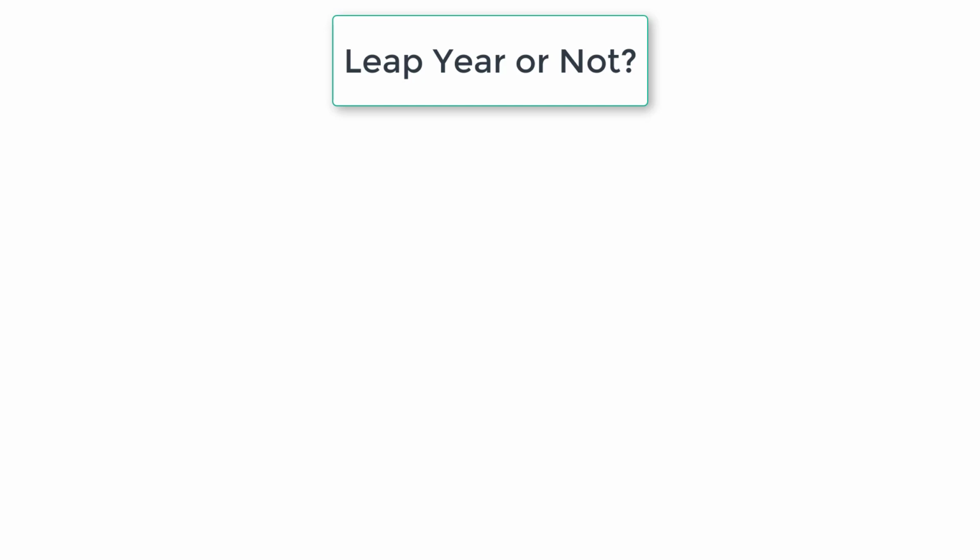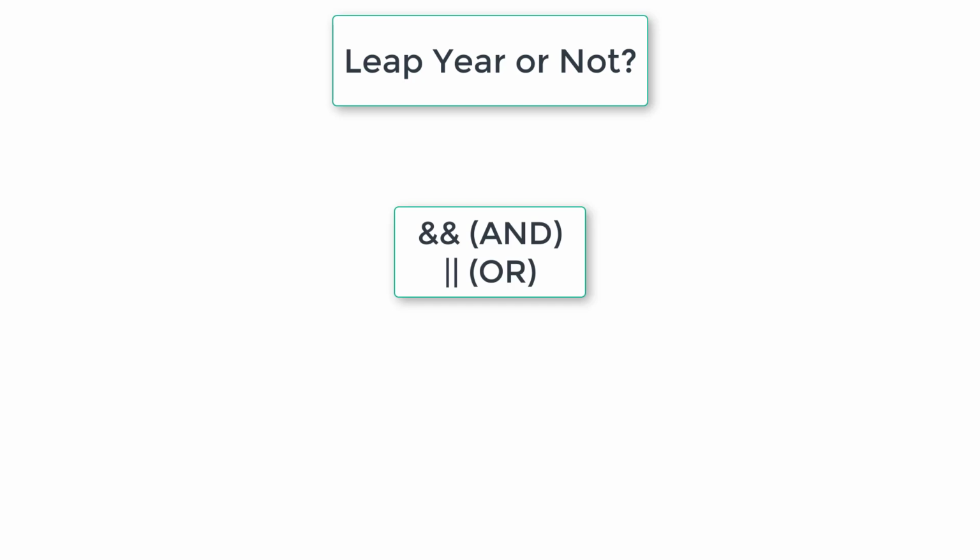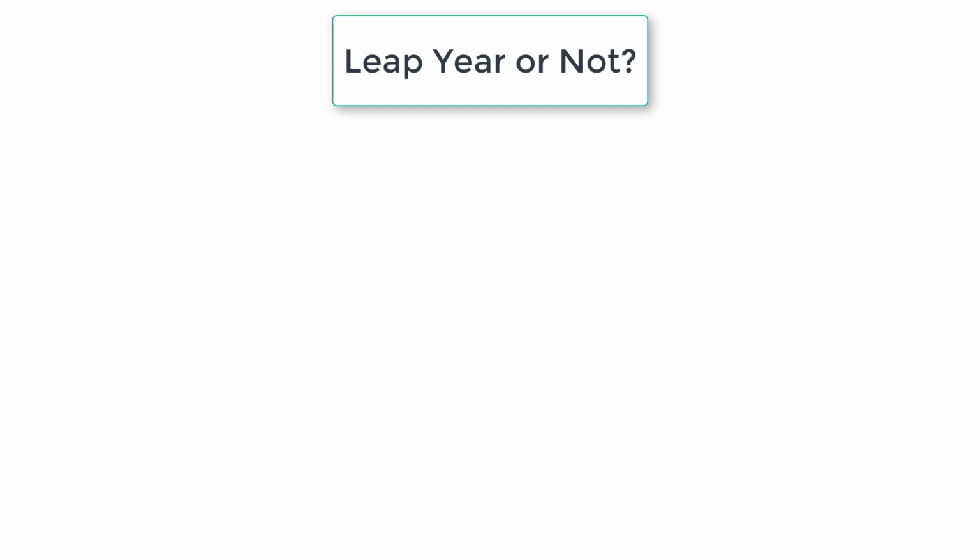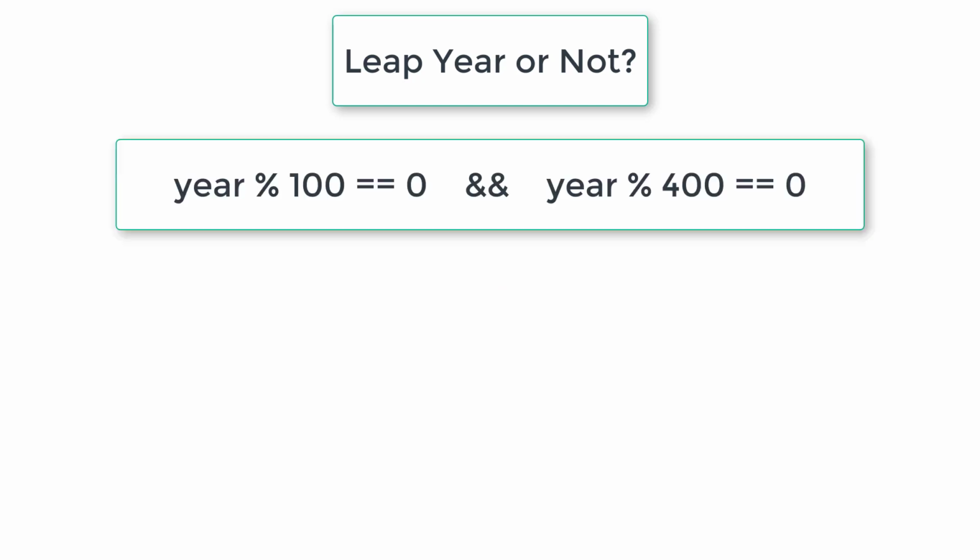Let's write a C program to determine if the user entered year is a leap year or not using logical operators AND and OR. First, let's see the conditions to determine if it's a leap year or not. First thing is we check if it's a century year, that is the year ending with 00.